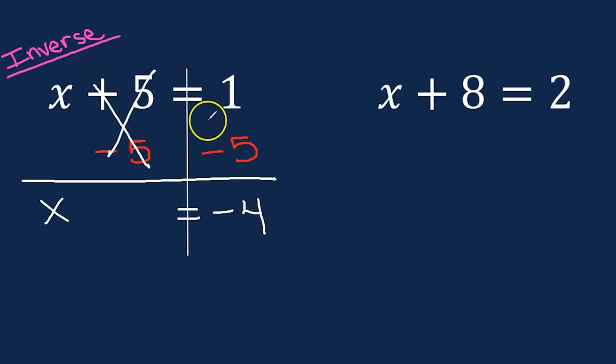Now, if this is confusing to you, you might want to review integer operations, which is a whole other video playlist that you can follow from me in order to use these negative numbers. So 1 minus 5 is negative 4. And so our final answer is x equals negative 4.